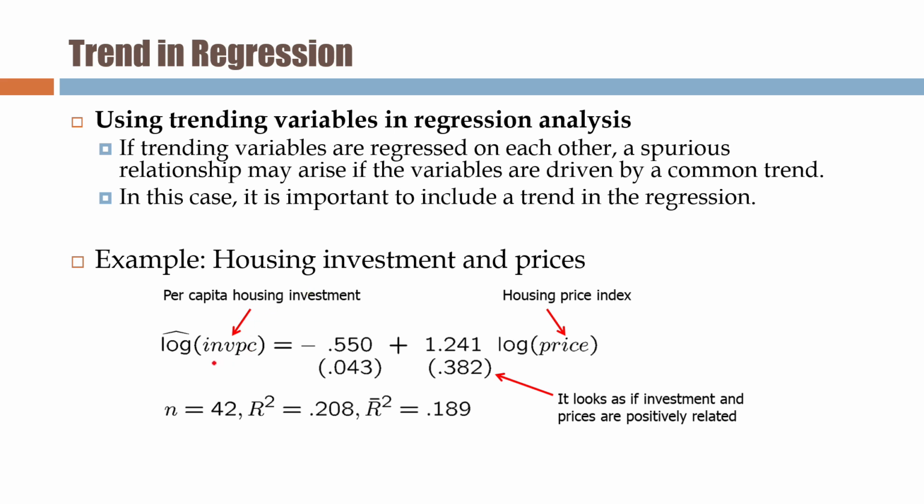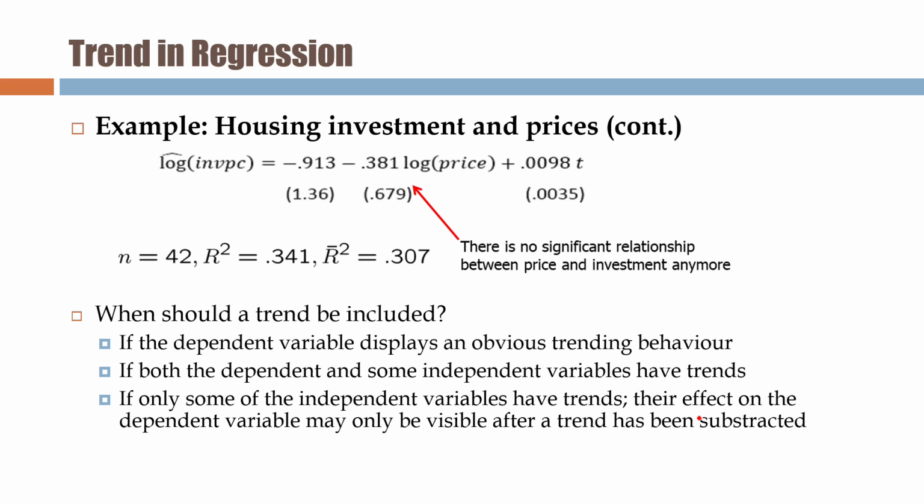This case is the per capita house investment. It doesn't matter if it's a log or not, but we want to know the per capita house investment and then the house price index. So this is positive. It looks like investment and price have a positive relationship. If you have a high price, we have a high investment. But actually, if you include the time, the investment has a negative relationship with the price.